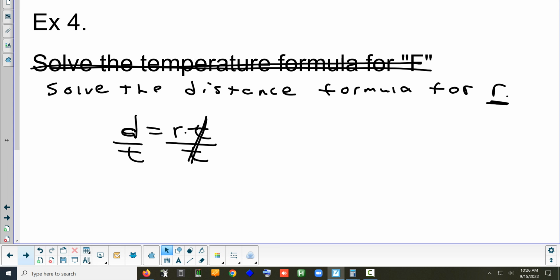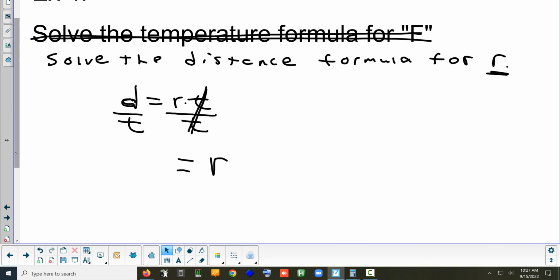And what's on the right-hand side now? Yeah, just R. We got rid of what we didn't want there. And what's on the left side? What else? D over T. Yep. So distance over time. That's what they want.